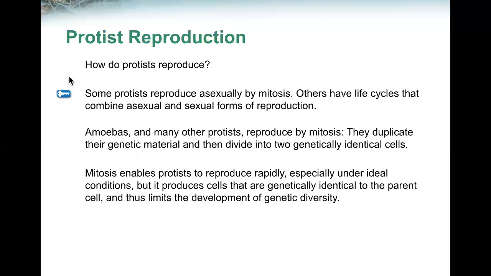How do protists reproduce? Some protists reproduce asexually by mitosis. Others have a life cycle that combines asexual and sexual forms of reproduction. Amoebas and many other protists reproduce by mitosis. They duplicate their genetic material and then divide into two genetically identical cells. Mitosis enables protists to reproduce rapidly, especially under ideal conditions. But it produces cells that are genetically identical to the parent cell and thus limits the development of genetic diversity.